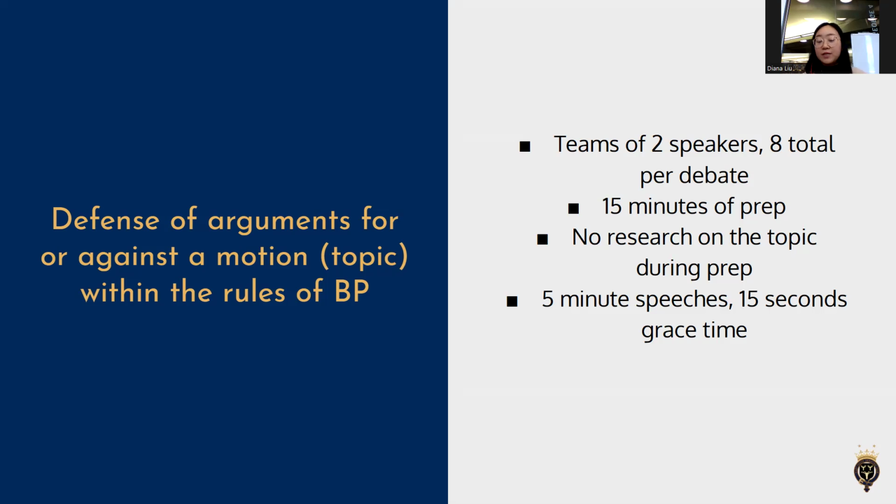Each team gets 15 minutes of preparation, during which there will be no permitted research on the topic beforehand. This includes the use of internet resources, asking other people, and the use of AI are all not allowed during British parliamentary. You have 15 minutes to prepare, and then after which each speaker will give a 5-minute speech plus 15 seconds grace time for a total of 5 minutes and 15 seconds before the judge stops taking notes.